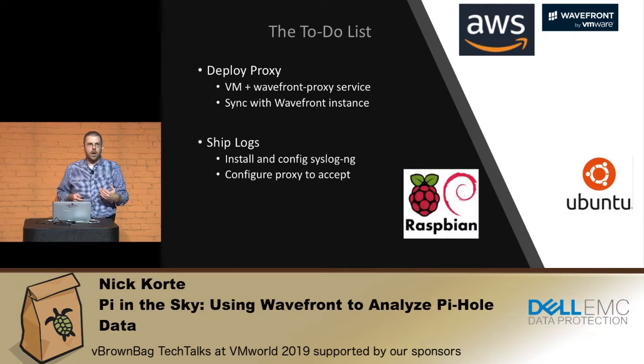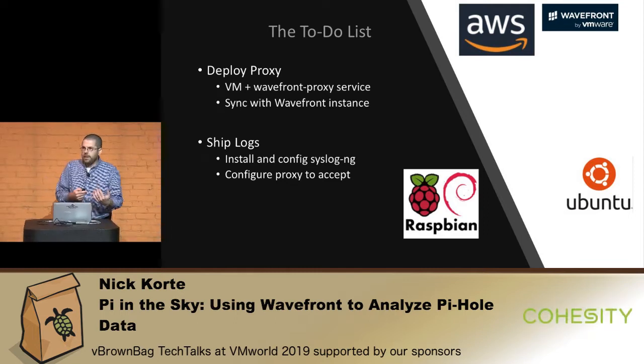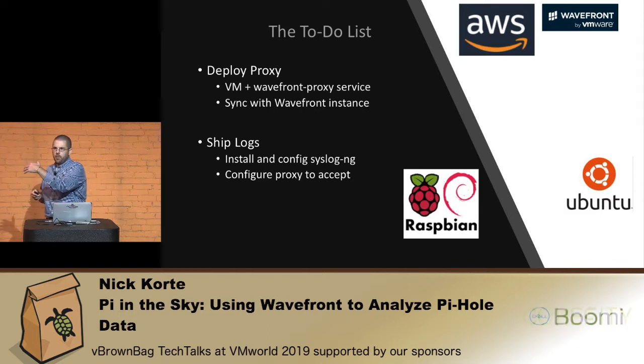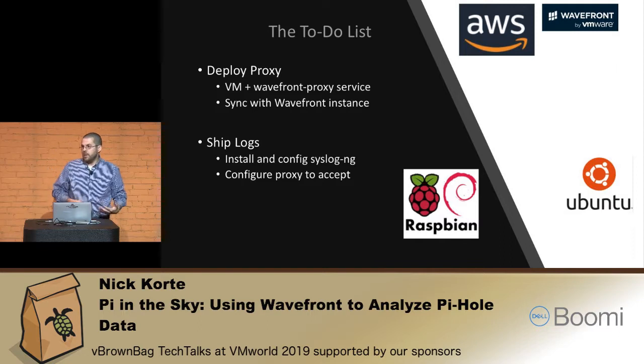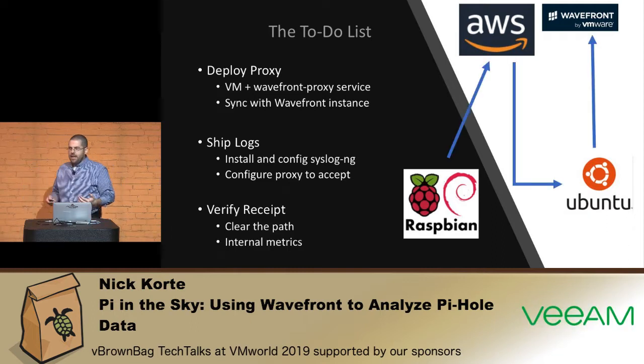I had to ship the logs. Remember, this Raspberry Pi is running on my home network. I'm pulling the log file, pi-hole.log, from Raspbian. I had to configure syslog-ng to send it up to my Wavefront proxy. But I also had to tell the proxy, hey, you're getting these TCP logs, so open up that port. Can't forget that.